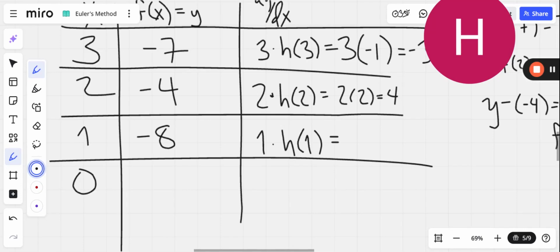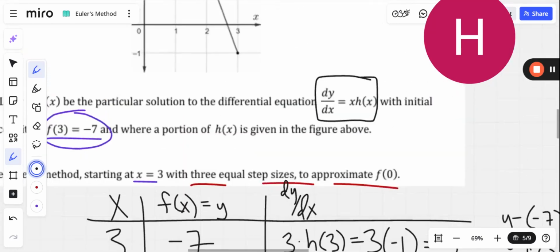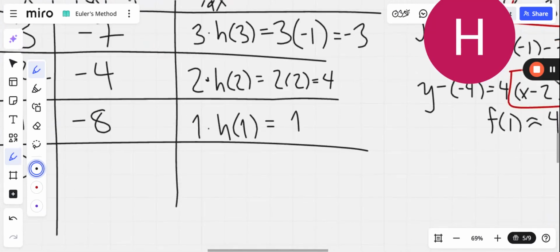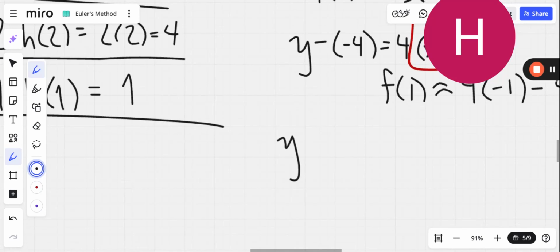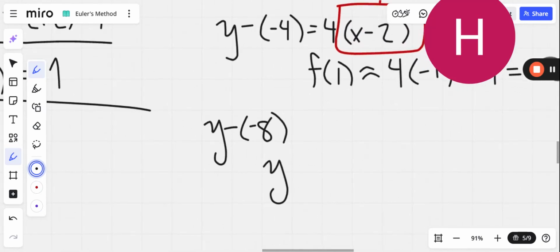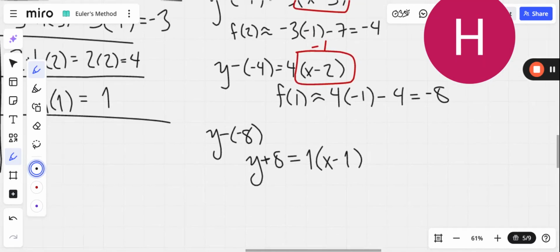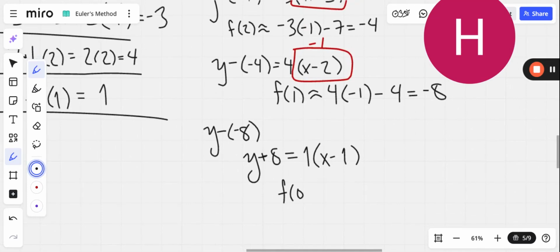The slope at that point, 1 times h of 1, is 1 times 1. Pretty easy slope. They made it easy there. So this is going to be y minus negative 8. And if you're annoyed with calling it negative 8 minus negative 8, you can just put y plus 8. It's okay. It's going to be all right. Times x minus 1. Again, I'm not going to make that mistake. f of 0, therefore, is approximately 1 times negative 1, because that's what these always equal to.